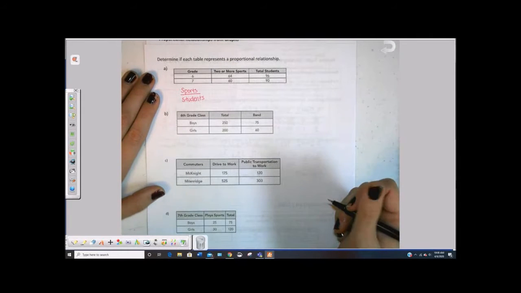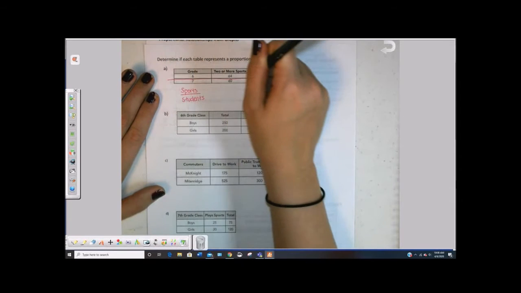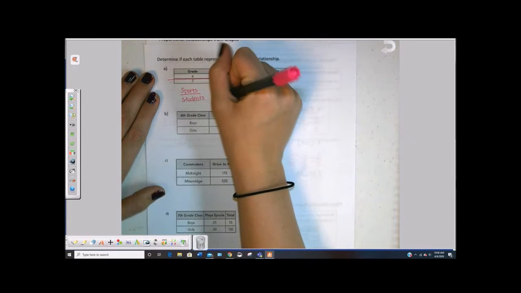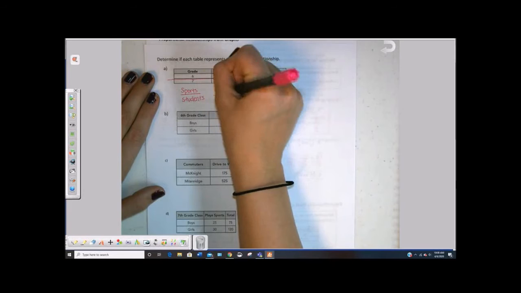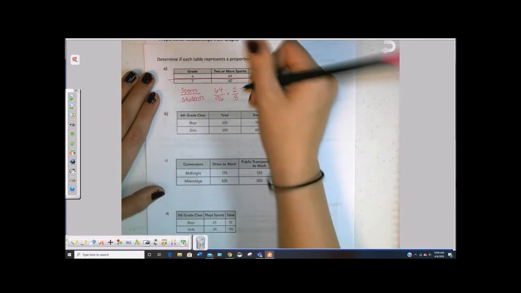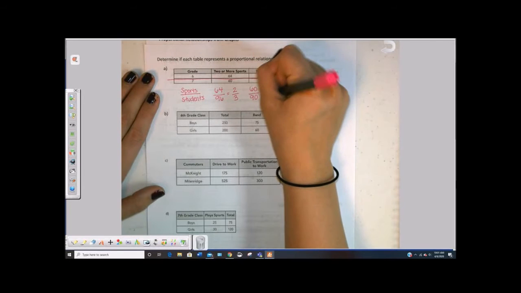And in order to kind of keep those separate, I would draw a line kind of showing which two you are comparing. So for 6th grade, there's 64 over 96, which simplifies to 2 over 3. And for 7th grade, you have 60 over 90, which simplifies to 2 over 3. So are they equivalent? Are they proportional? Yes.